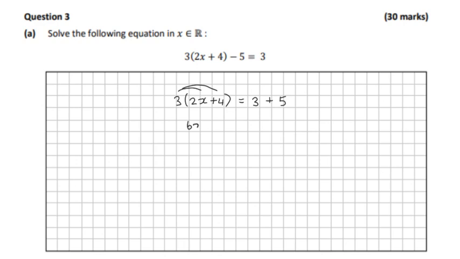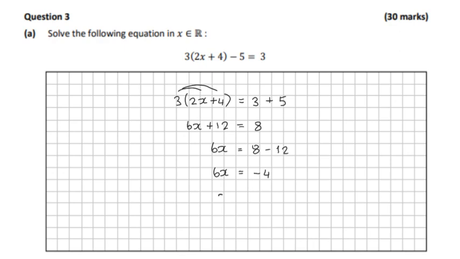Get 6x plus 12. Now we're going to bring that 12 over and we're going to change the sign. So we're going to get 8 minus 12. And we have a total of 6x over on the left hand side. So now let's sum up on the right hand side. Use your calculator always when you have a minus, just to be sure.